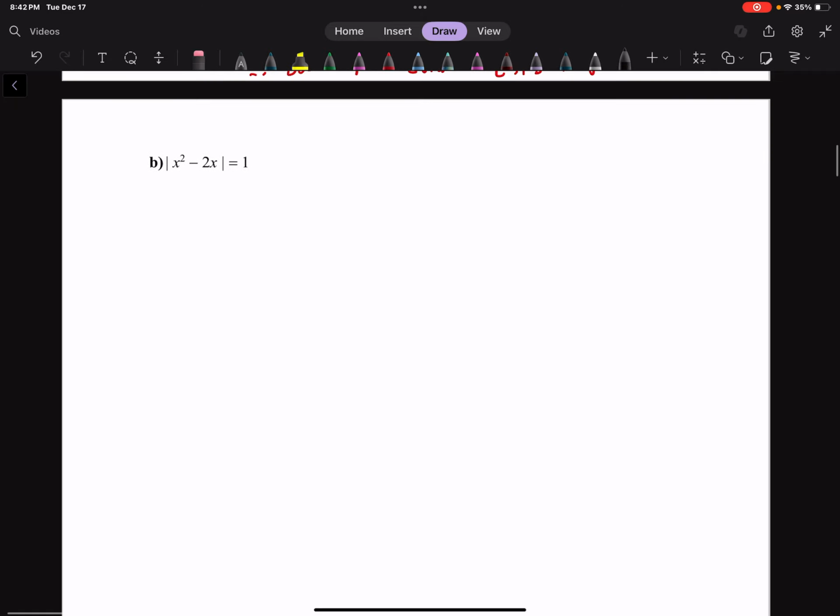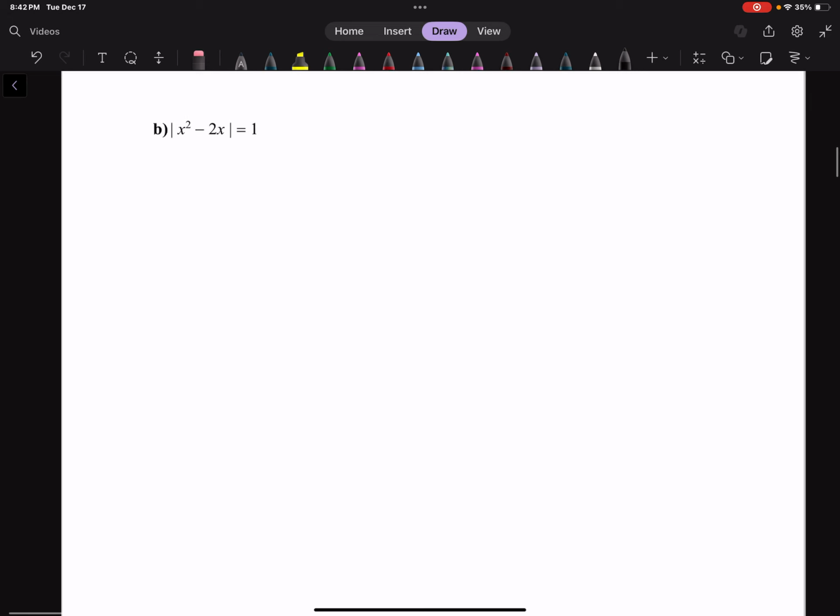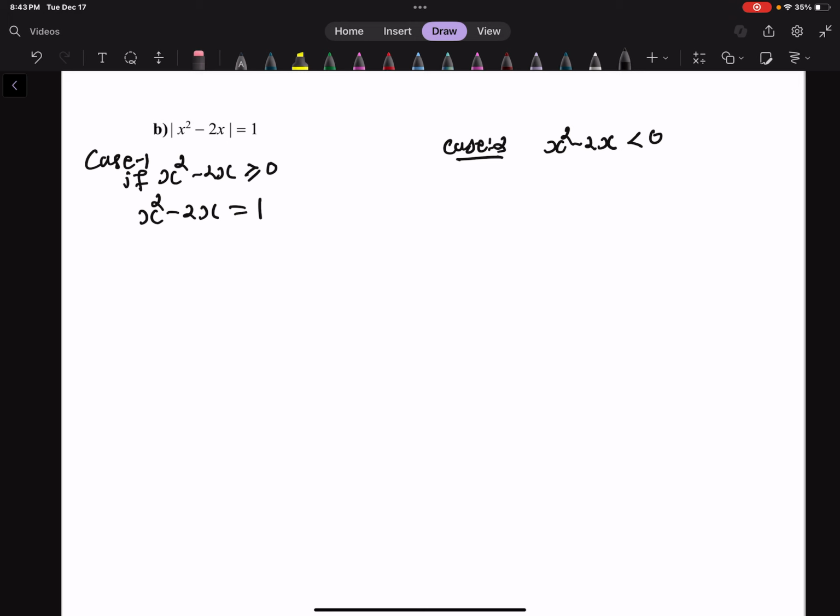In the second equation, we can do the same thing here. So case 1, x squared minus 2x is greater than or equal to 0. In case 2, x squared minus 2x is less than 0. So if positive, then it stays as it is. If negative, then you have to take the opposite.